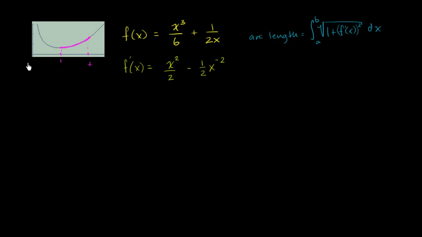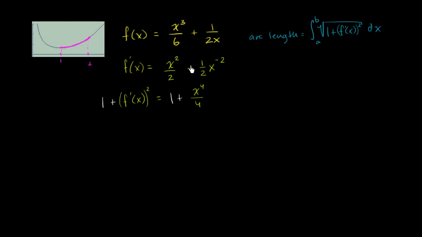So it's going to be 1 plus f prime of x squared. It's going to be equal to 1 plus this thing squared. And so let's see, this term right here squared is going to be x to the 4th over 4.